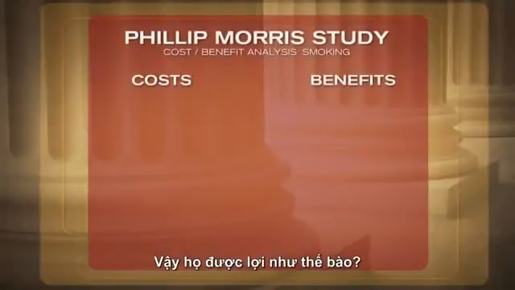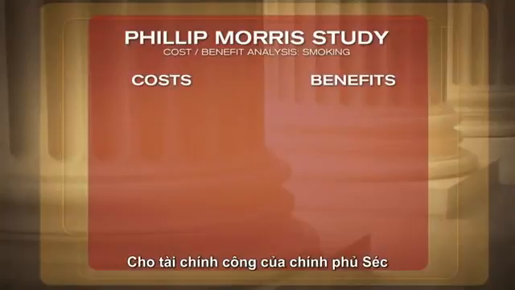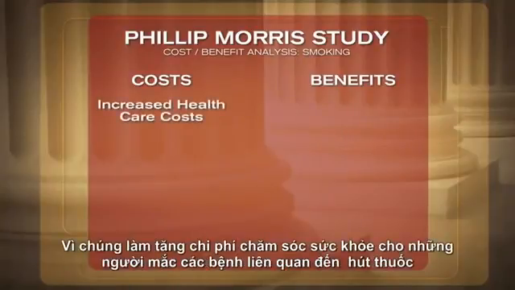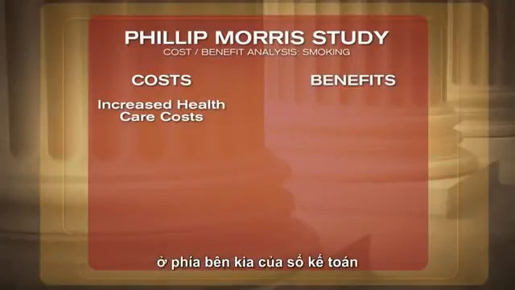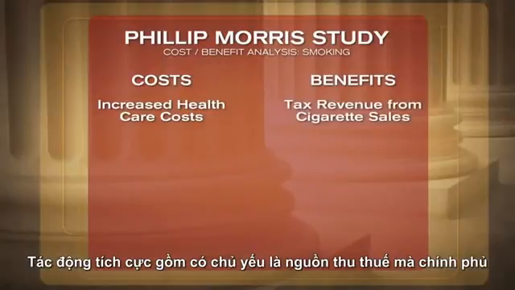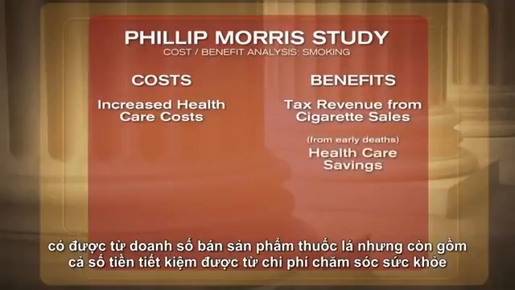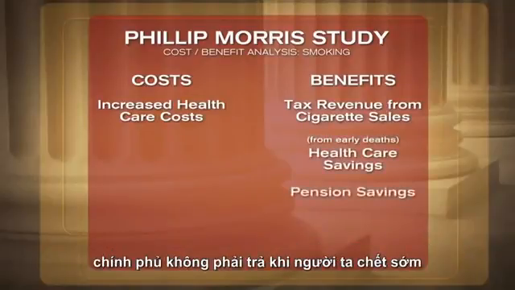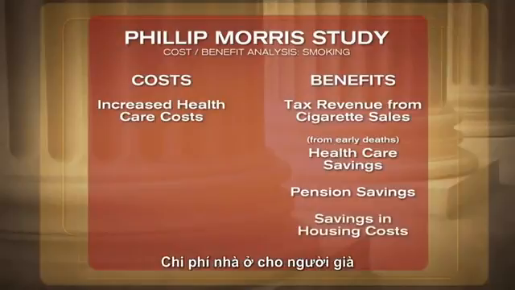Now, how do they gain? It's true that there are negative effects to the public finance of the Czech government because there are increased healthcare costs for people who develop smoking-related diseases. On the other hand, there were positive effects, and those were added up on the other side of the ledger. The positive effects included, for the most part, various tax revenues that the government derives from the sale of cigarette products, but it also included health care savings to the government when people die early, pension savings, you don't have to pay pensions for as long, and also savings in housing costs for the elderly.